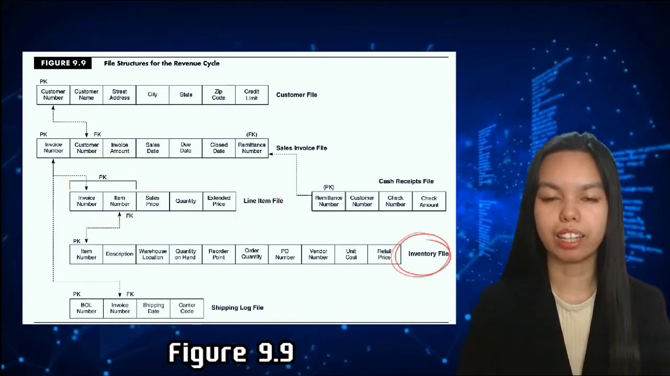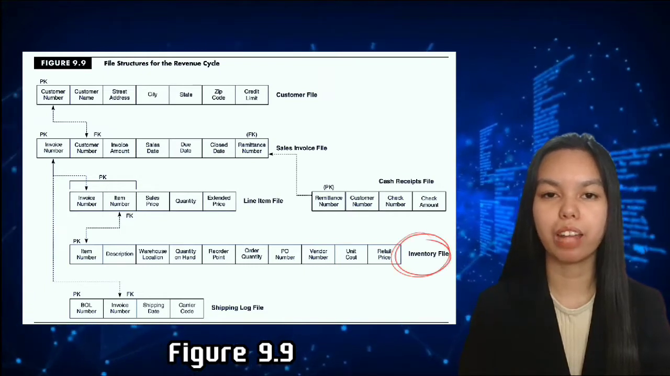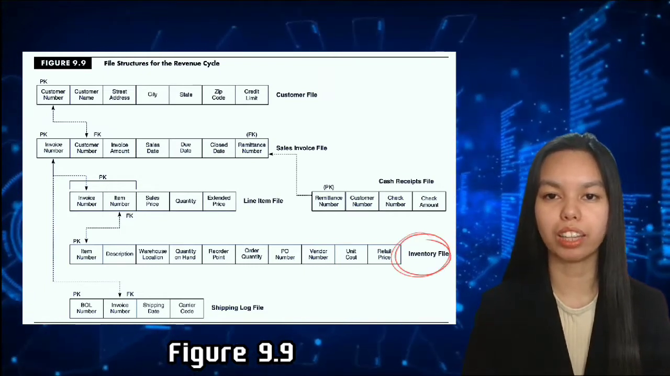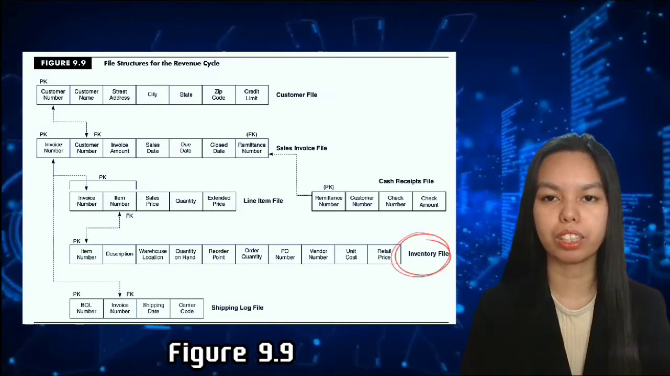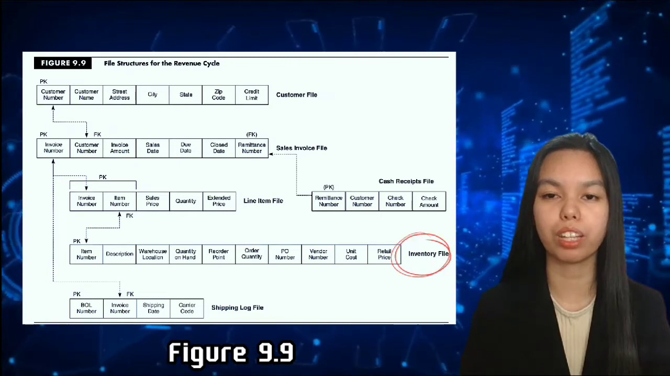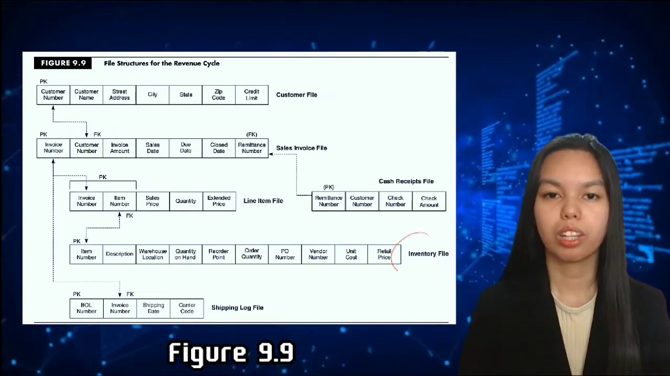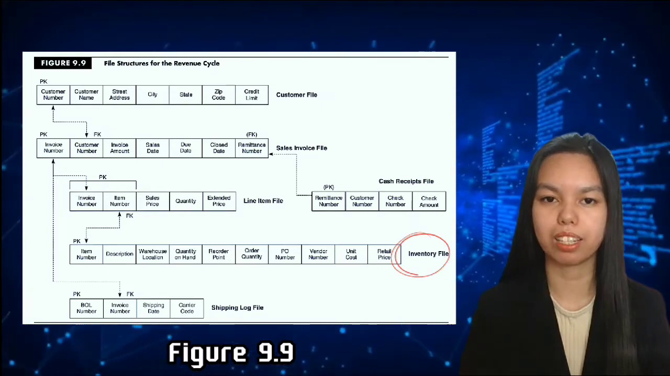Inventory file. The inventory file contains quantity, price, supplier, and warehouse location data for each item of inventory. When products are sold, the quantity on hand field in the associated records is reduced by the value of the quantity field in the line item record. The quantity on hand field is increased by inventory receipts from suppliers.